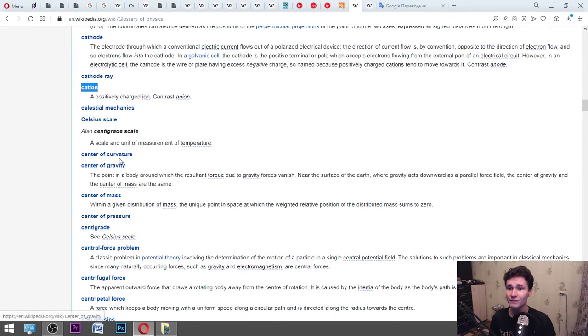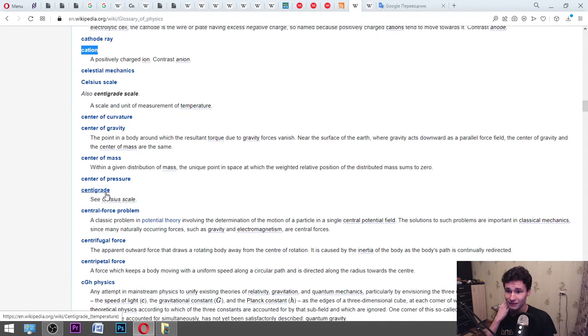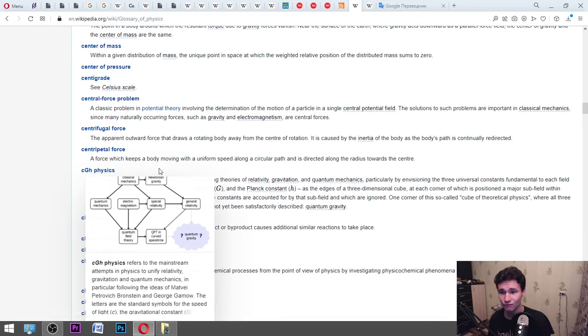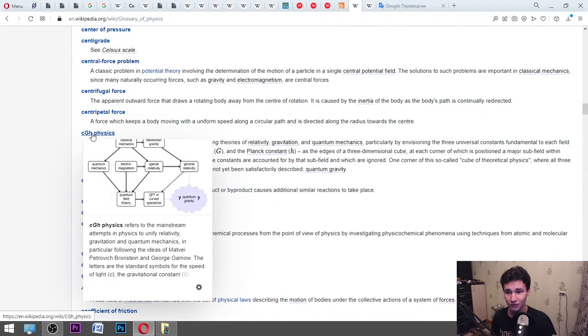celestial mechanics, Celsius scale, center of curvature, center of gravity, center of mass, center of pressure, centigrade, central force problem, centrifugal force, centripetal force, CGS, cGh physics, Planck constant, refers to the mainstream attempts in physics to unify relativity, gravitation, and quantum mechanics, in particular following the ideas of Matvei Petrovich Bronstein and George Gamow. The letters are the standard symbols for the speed of light c.